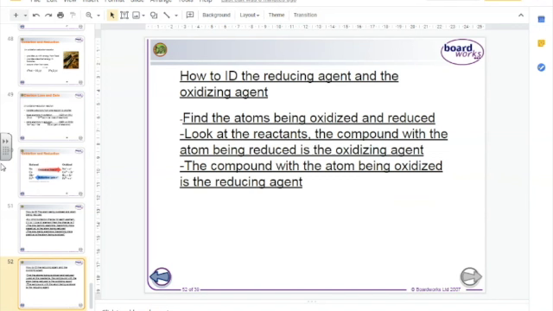So how do you ID the reducing agent and the oxidizing agent? We know at this point what's being reduced. We know what's being oxidized, but what's the agent that's causing it to happen? So you find the atoms being oxidized and reduced. Look at the reactants. The compound with the atom being reduced is the oxidizing agent. The compound with the atom being oxidized is the reducing agent. What's being oxidized and what's being reduced, what we talked about in the last slide, is just one single element. The oxidizing agent and the reducing agent is the actual compound in which it is located.